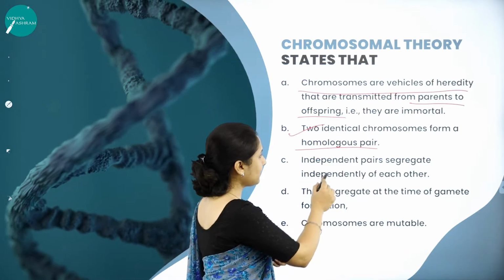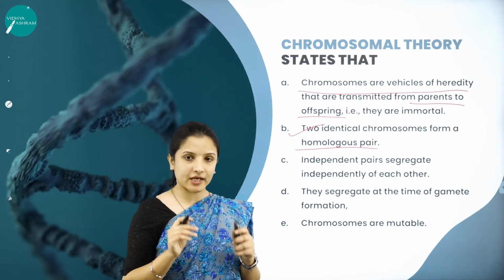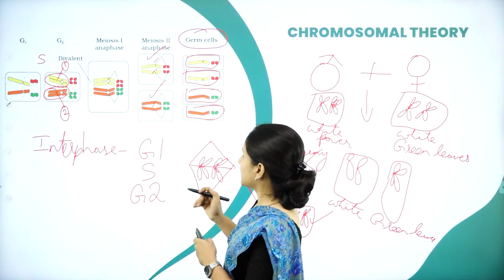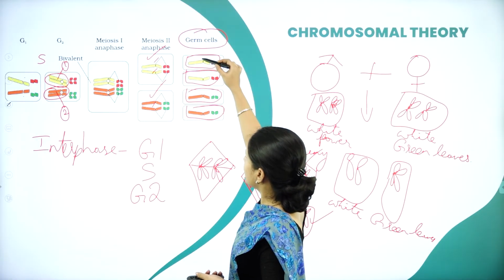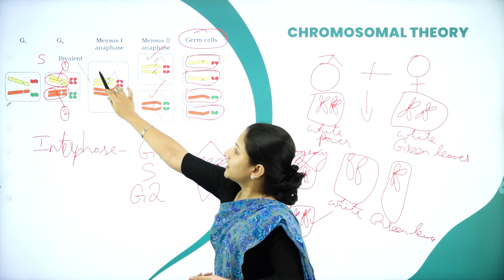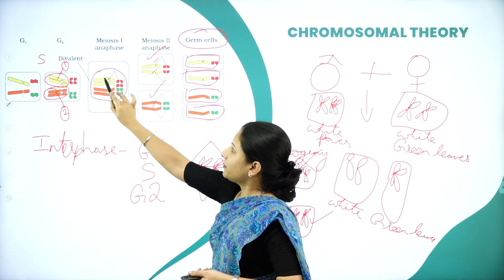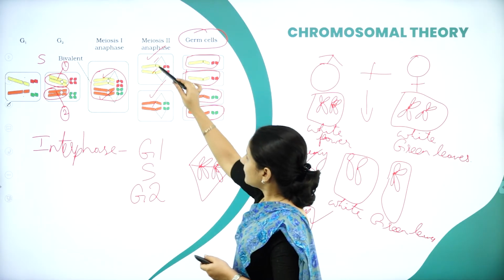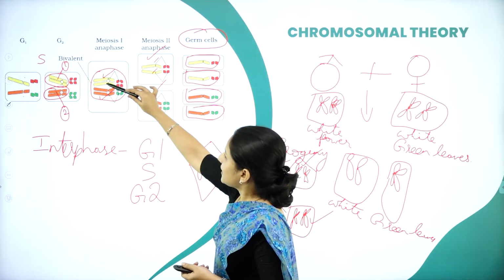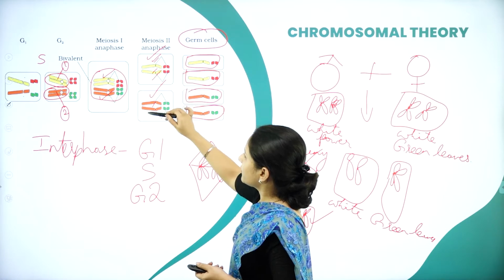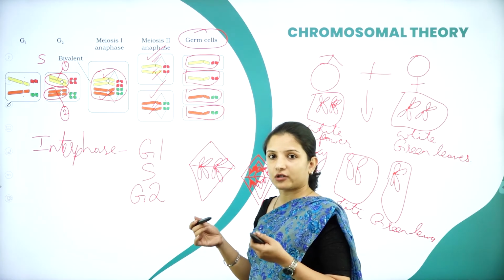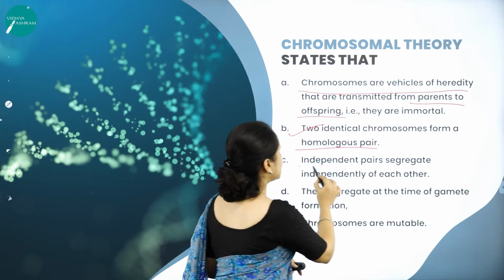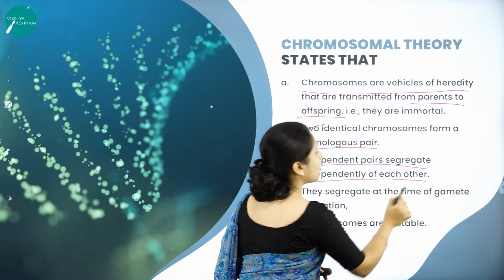And independent pairs, those pairs which are independent, they segregate separately. So when the cell division takes place, what happens? First they were in one cell, but in pairs. This is the first pair, this is the second pair. When the cell division took place, each pair got separated into each cell separately. That is what they express. So independent pairs segregate independently of each other.